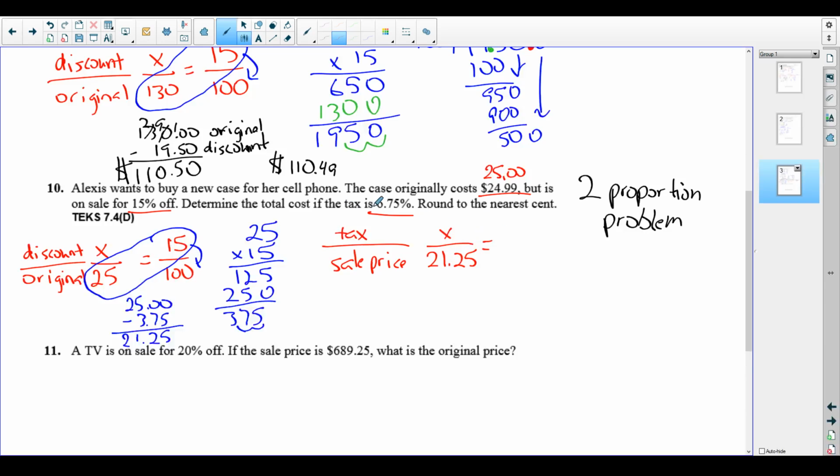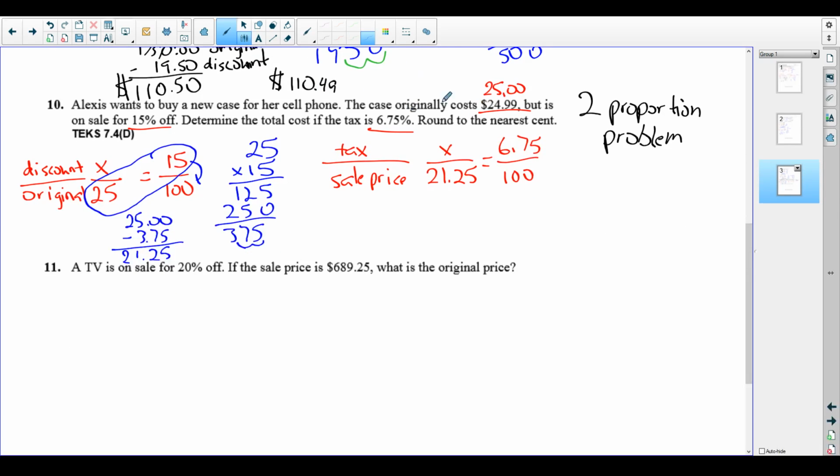X on top, and then our tax rate, oh my goodness, is 6.75 over 100. Whose idea was it to put this question on here? They are a jerk. I think it was Miss Geyer. So if we multiply this out, why not? We're already here. 21.25 times 6.75. I'm going to bring my calculator, make sure I don't make a mistake here, because that'll be embarrassing.